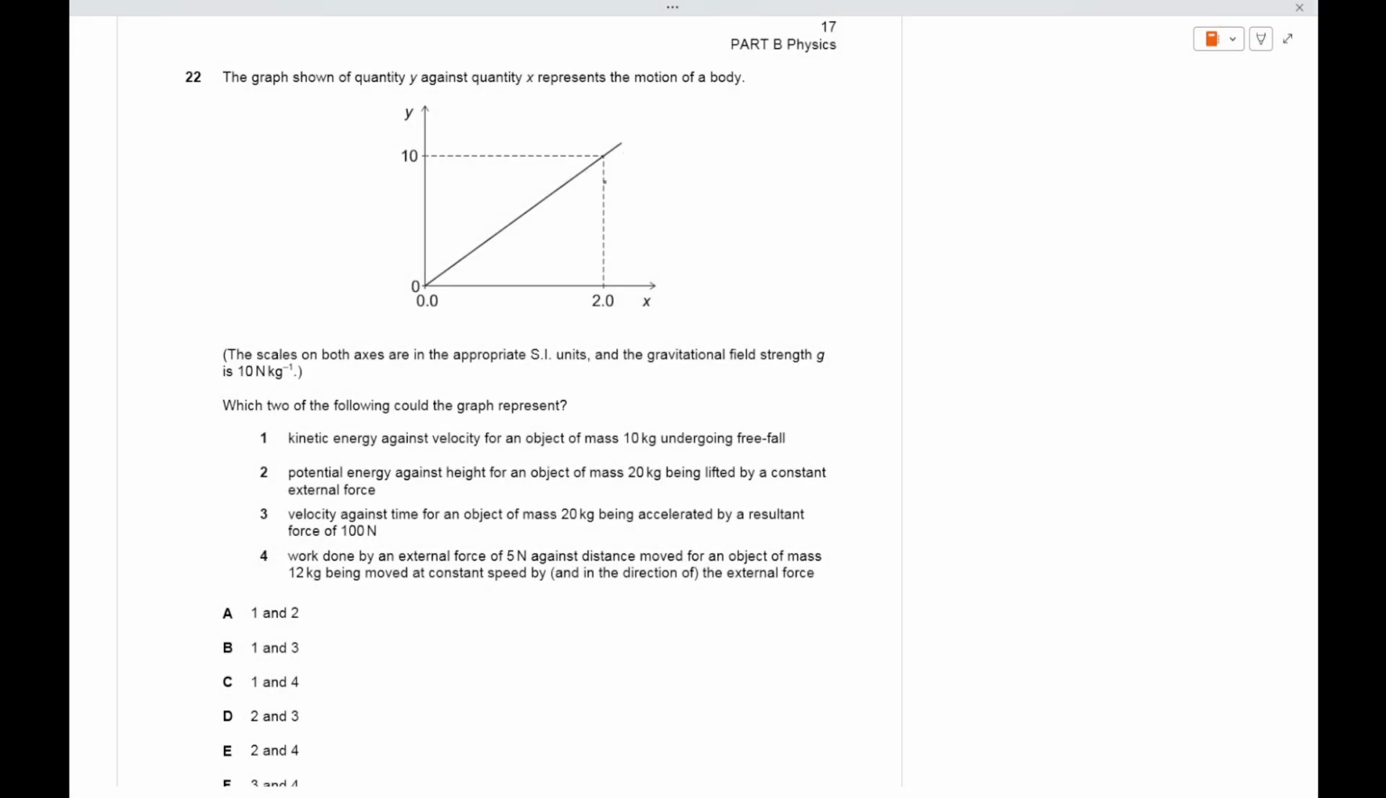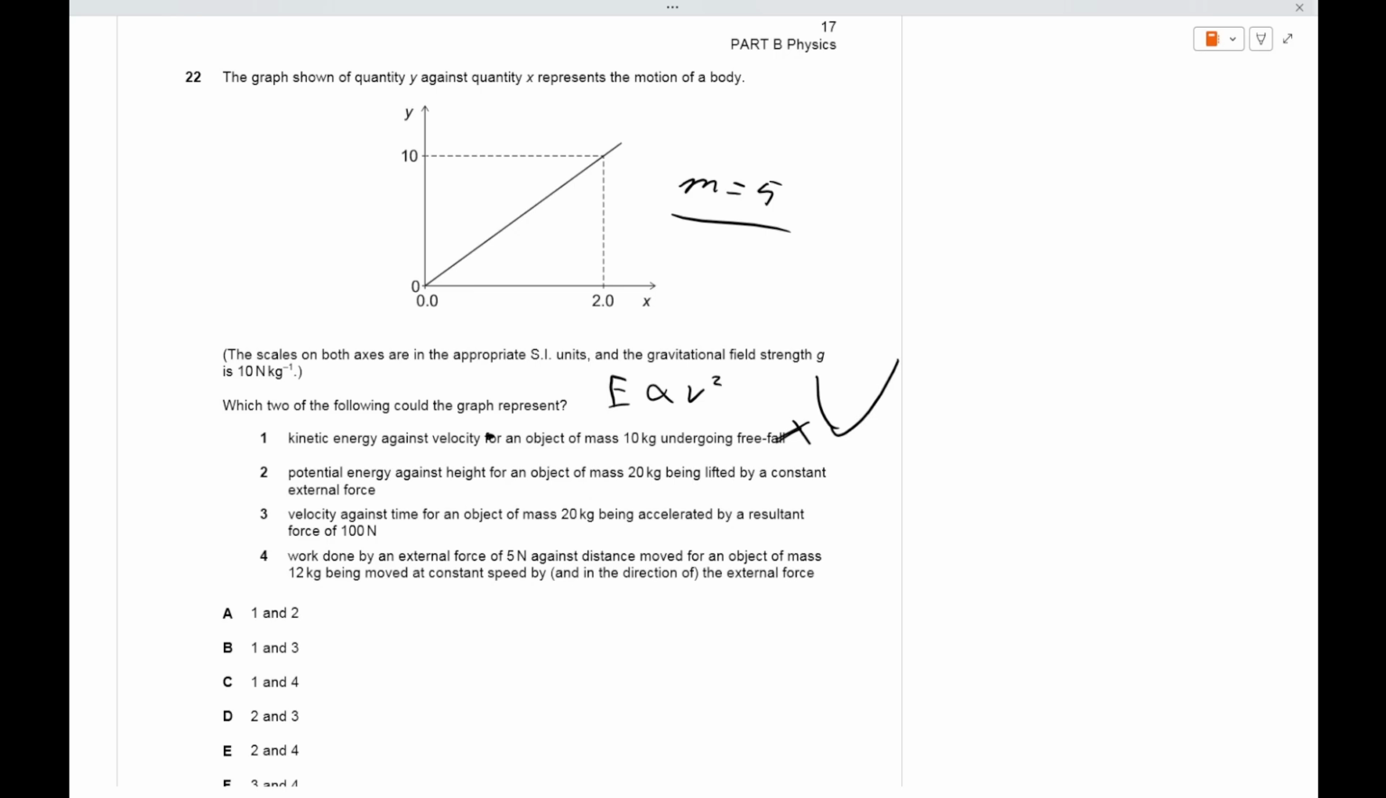The first thing we do is we look at the graph. The graph is a linear graph and the gradient is 5. The gradient is important. Here, kinetic energy against velocity. You know that kinetic energy is proportional to the velocity squared. That means that for this graph, it would be a quadratic, not a linear. So you know that 1 is not possible.